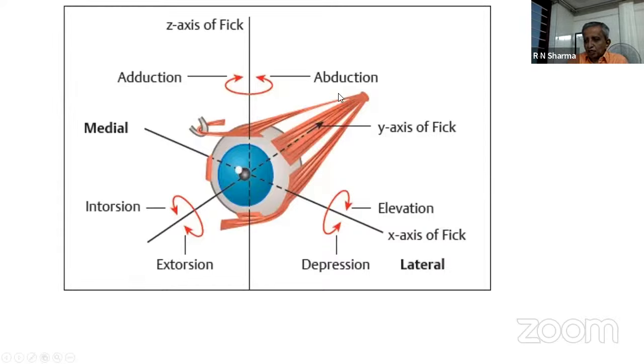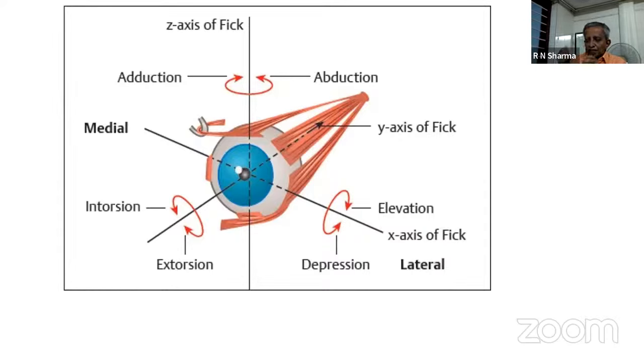Now from the diagram you can imagine that when the muscles are contracting around an x-axis, which is horizontal, it will cause elevation and depression. So you can easily remember. So with a horizontal axis, the muscle pulls, it will go upward and downward. So elevation and depression action takes place around an imaginary axis which is horizontal. So the horizontal axis is the x-axis. This is conventionally accepted like this.